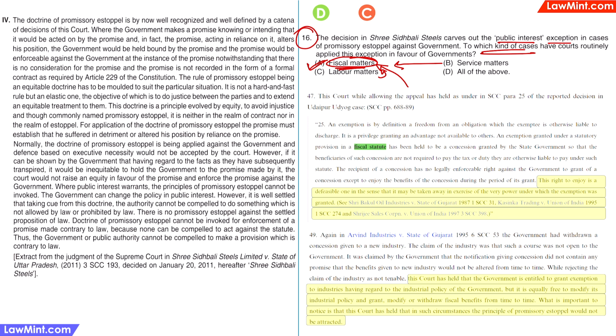So, by just using a little bit of logic, we can directly answer this question. I have also marked this as a contextual question because if you read through the source judgment, the court has specifically spoken about the exception in the context of fiscal statutes and fiscal benefits.